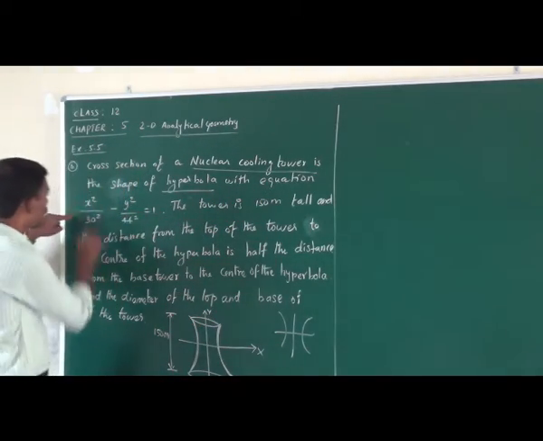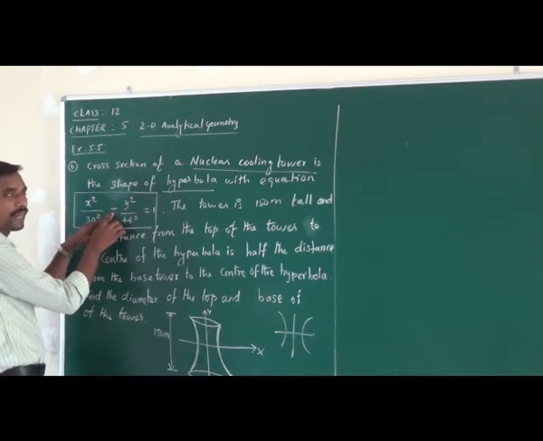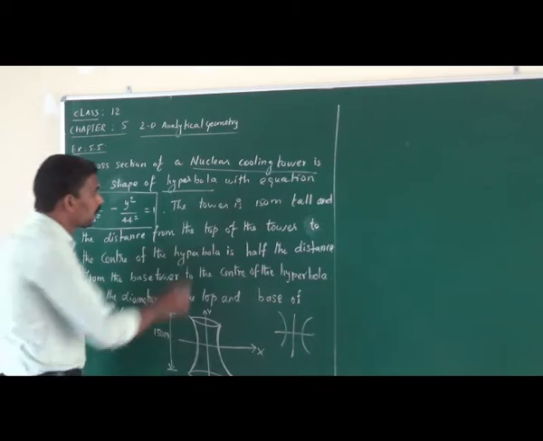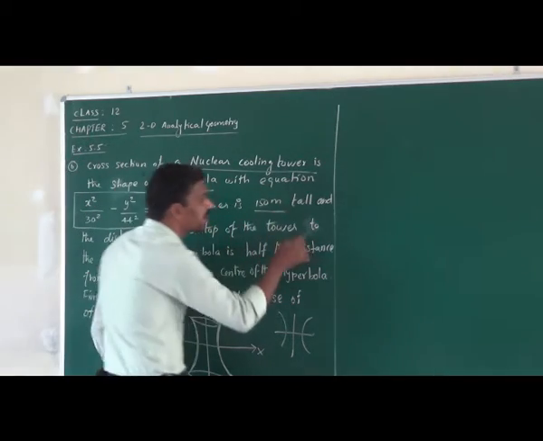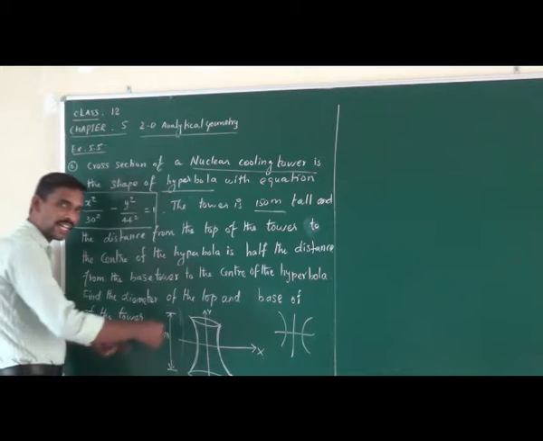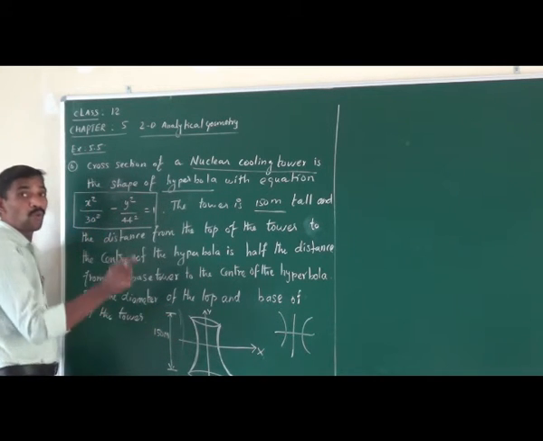So the equation is given. What is the equation? x squared by 30 squared minus y squared by 44 squared is equal to 1. The tower is 150 meters tall. The overall height is also given in your question. The diagram is also given in the textbook, right? The overall height of the cooling tower is nothing but 150 meters.